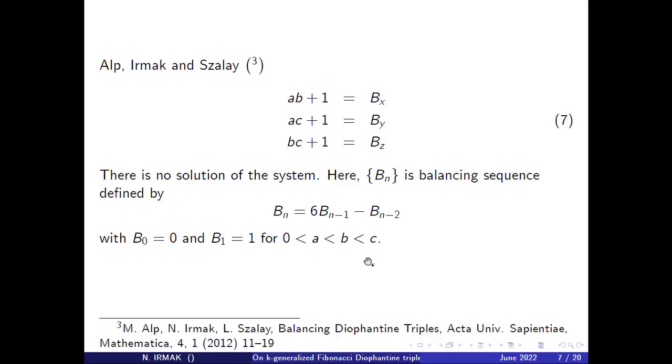2 times 3 plus 1 is 7, the fourth Lucas number. Then after that, in 2012, we put the balancing numbers on the right-hand side. The balancing numbers are defined as a second-order linear recurrence with coefficients 6 and minus 1, and the initial conditions are 0 and 1. Here the conditions are similar to the previous studies: a less than b less than c and positive integers, and we show that there is no solution of equation system 7.